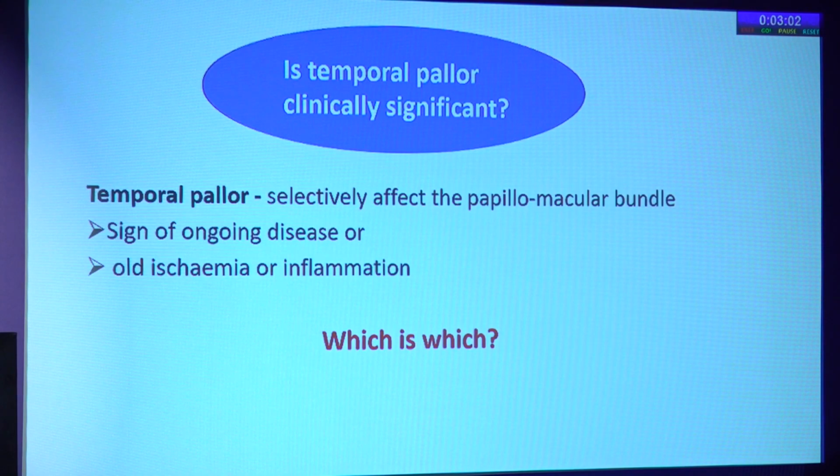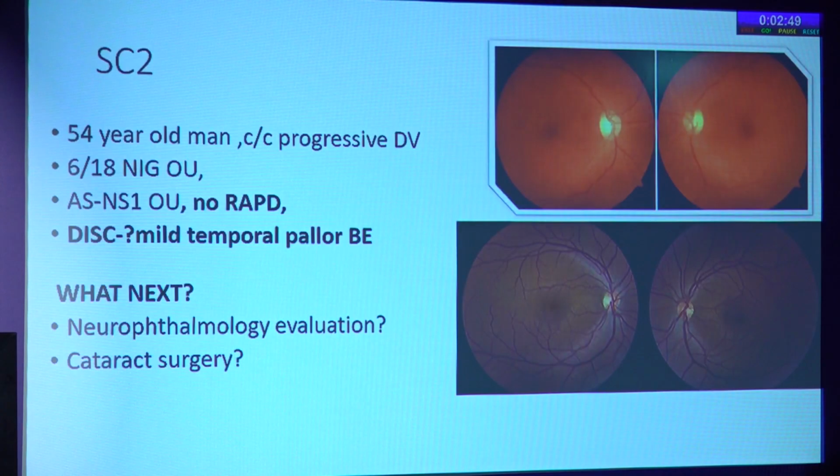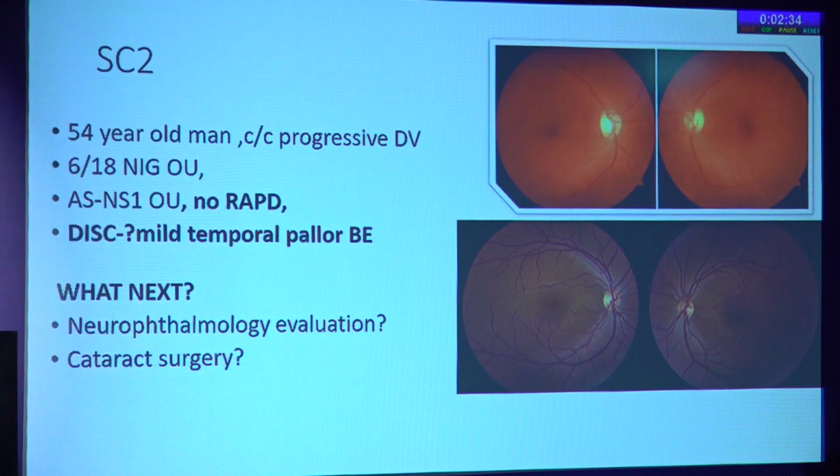The second question is, very often we come across temporal pallor. Temporal pallor just means selective affection of the papillomacular bundle. So is it an ongoing disease? Is it old ischemia? It's for us to distinguish which is which. So this is a scenario where a 54-year-old man comes to us with a chronic progressive defective vision, 6/18 OU, and a slight cataract. There is no RAPD, but the disc is showing a mild temporal pallor.